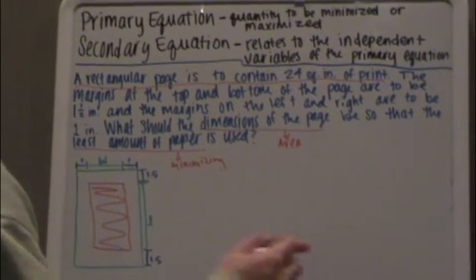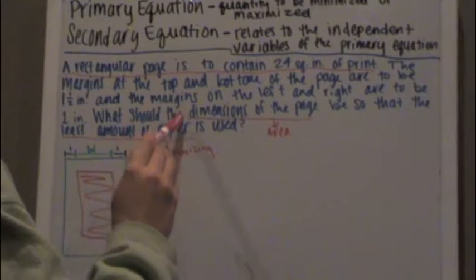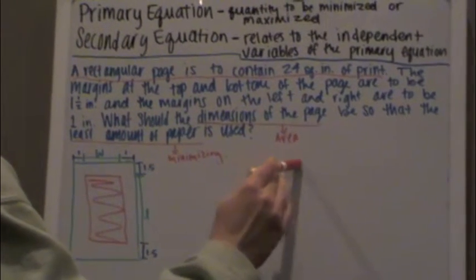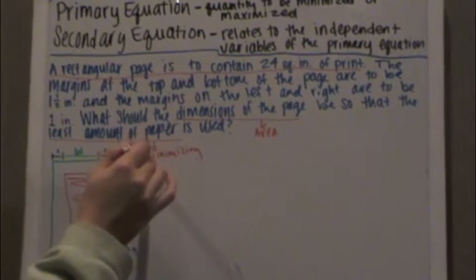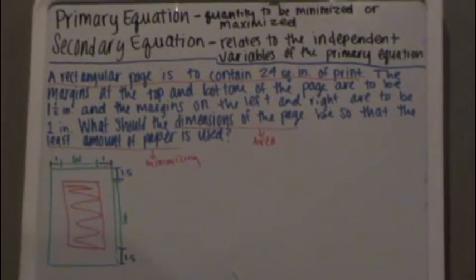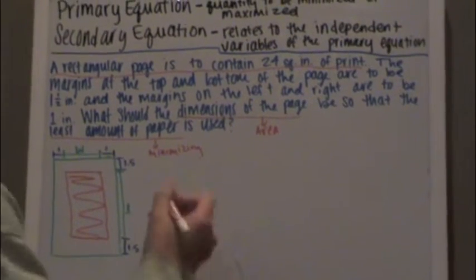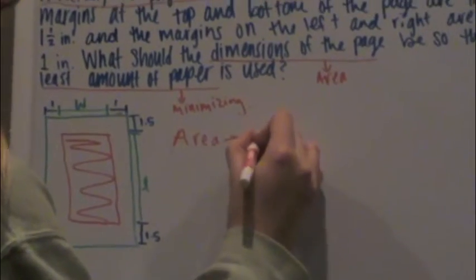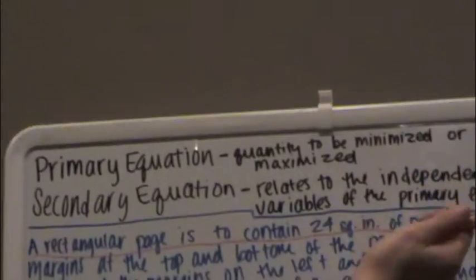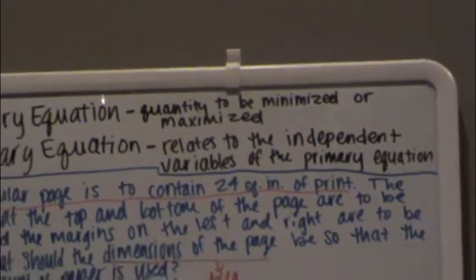So what they're asking is what should the dimensions of the page be, which you should note is area, so that the least amount of paper is used. That's asking you to minimize the area. So the area is your primary equation, because it's the quantity to be minimized or maximized.